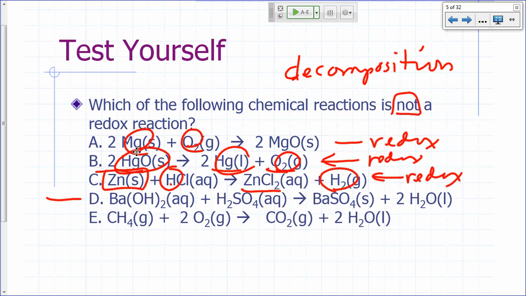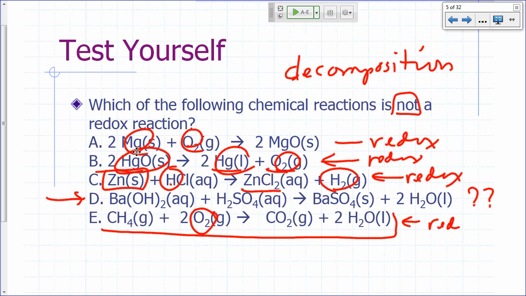How about this one? You don't see any elemental substance there, right? So you can't tell right away. You're going to have to go into the more general method of determining whether it's a redox reaction or not. So it's a question mark at this point. The last one, that's a combustion reaction that involves an elemental substance, O2. So you know that that is a redox reaction. So even though you couldn't tell at this point in the lesson, that choice D is a redox reaction, that's the only choice you have left, so that has to be the answer.